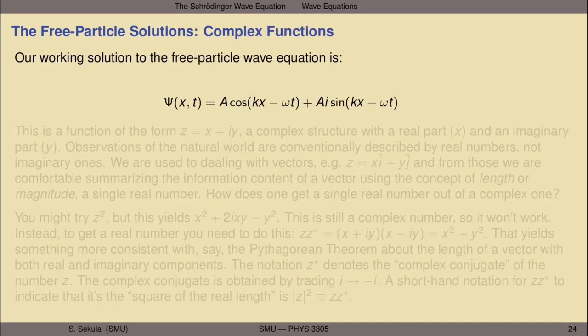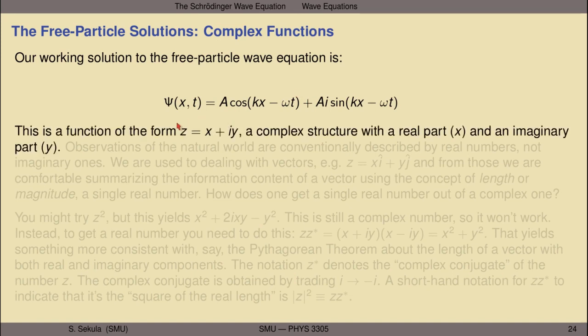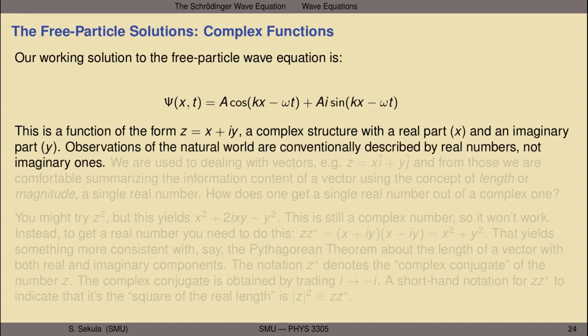So our working solution to the free particle wave equation is of this form. We've seen it a bunch of times now. And it looks weirdly similar to that representative complex number z I showed you earlier, x plus iy. It's a complex structure with a real part, which we could represent by x, and an imaginary part, which you could represent by y. It looks very similar to a simple complex number. But as I've said, observations of the natural world are conventionally described by real numbers, not imaginary ones.